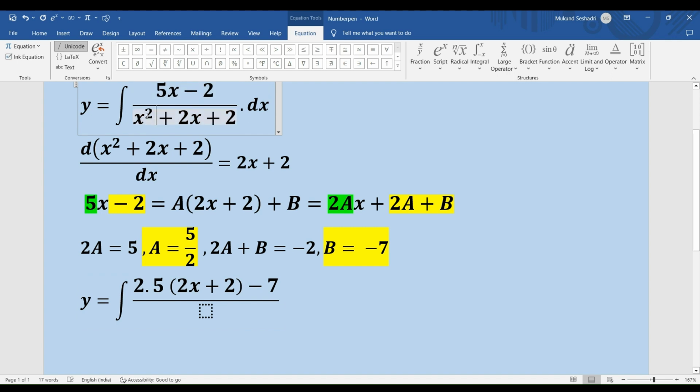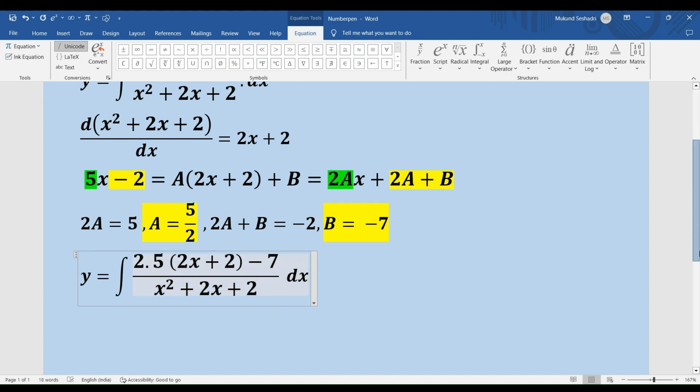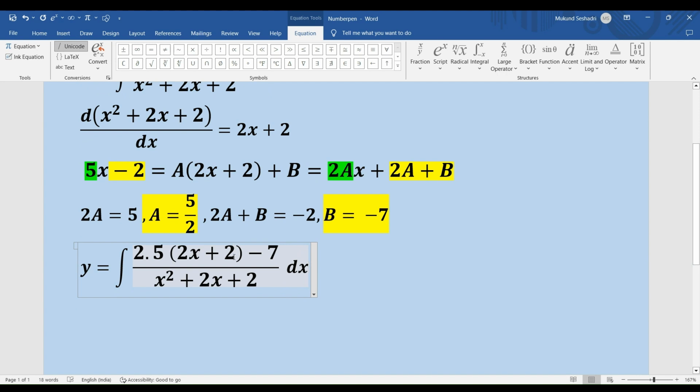I keep my denominator as it is, which is x squared plus 2x plus 2. So I have my numerator as 2.5 times 2x plus 2 minus 7, and my denominator remains x squared plus 2x plus 2. And let's not forget our dx out here, right? Now, all that I'm going to do is decomposition, right? So when I decompose, remember that you will have to combine your 2x plus 2.